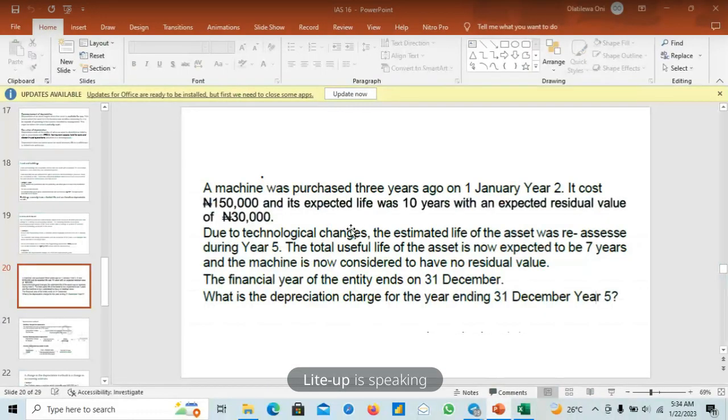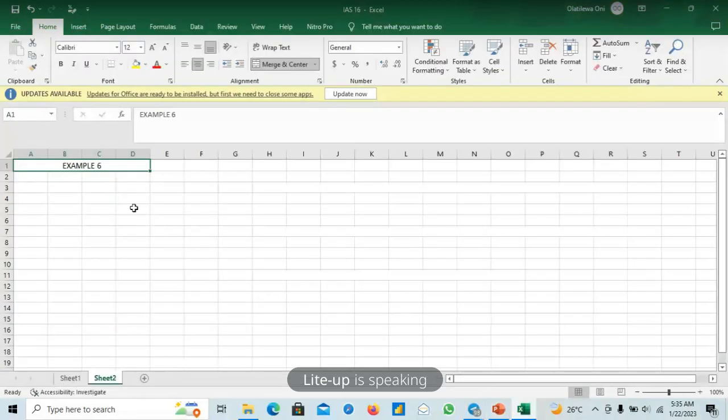So for the first 3 years, we are going to be charging depreciation. Depreciation charges will be 150,000 minus 30,000, which is the residual value. So the depreciable amount will be 120,000, and that will be divided by 10. So each year we are going to have 12,000 naira depreciation charges for the first 3 years. That is December 31st, year 2, December 31st, year 3, December 31st, year 4. Now, due to technological changes, the estimated life of the asset was reassessed during year 5.